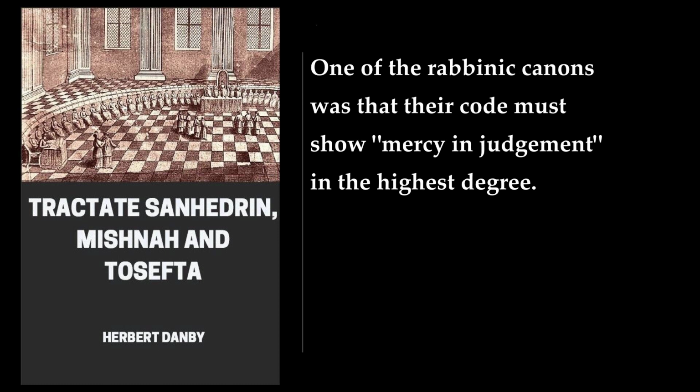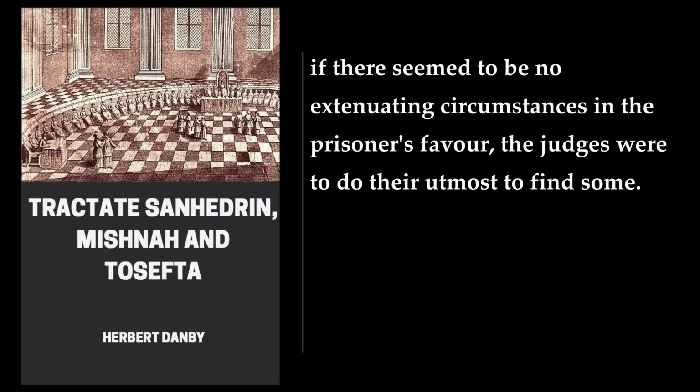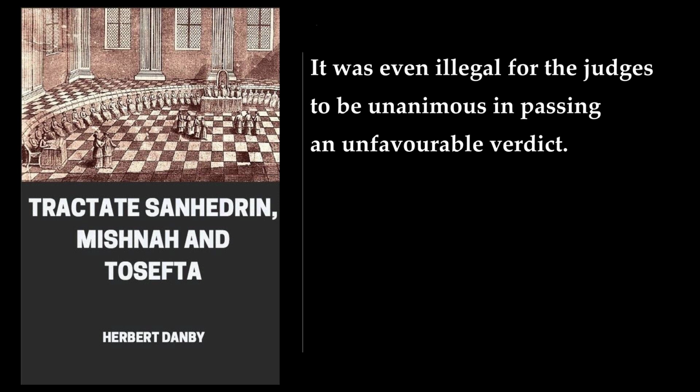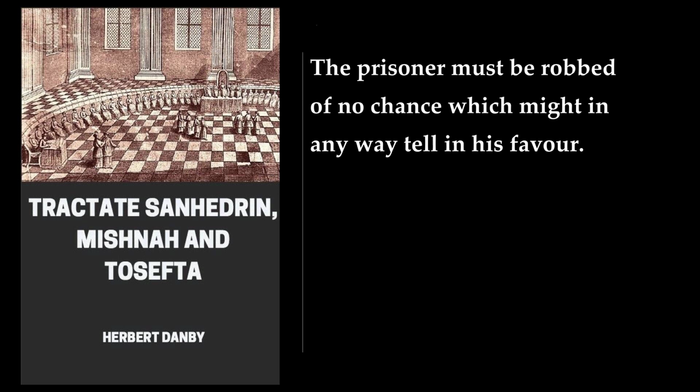One of the rabbinic canons was that their code must show mercy in judgment, in the highest degree. Their judicial body was regarded as best fulfilling its functions when it sought to act as counsel for the defense. If there seemed to be no extenuating circumstances in the prisoner's favor, the judges were to do their utmost to find some. It was even illegal for the judges to be unanimous in passing an unfavorable verdict. A like attitude is apparent in the fact that a verdict of acquittal can be reached quickly, but one of conviction only as a result of most leisurely deliberation. The prisoner must be robbed of no chance which might in any way tell in his favor.